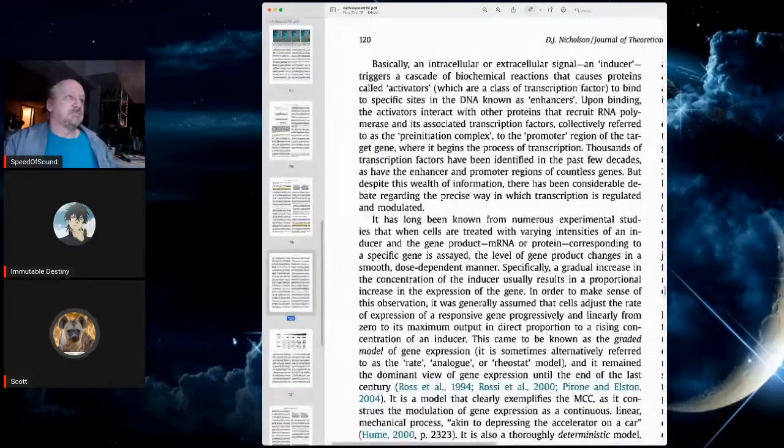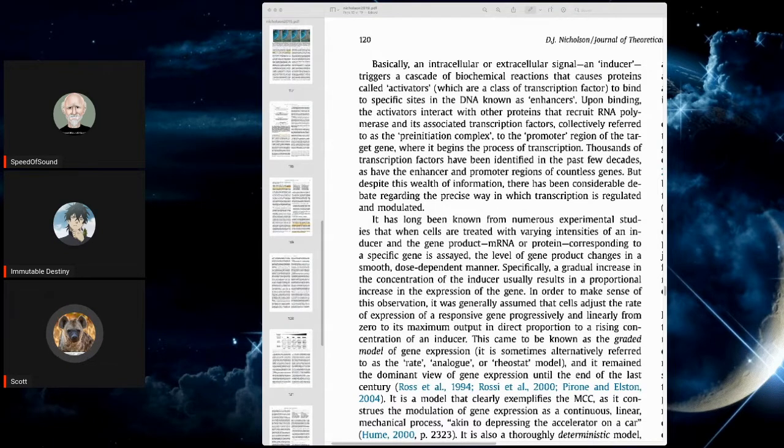Basically, an intracellular or extracellular signal, an inducer, triggers a cascade of biochemical reactions that causes proteins called activators, which are a class of transcription factor, to bind to specific sites in the DNA known as enhancers. Upon binding, the activators interact with other proteins that recruit RNA polymerase and its associated transcription factors, collectively referred to as the pre-initiation complex, to the promoter region of the target gene, where it begins the process of transcription.